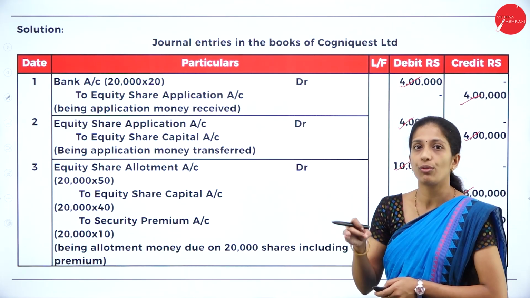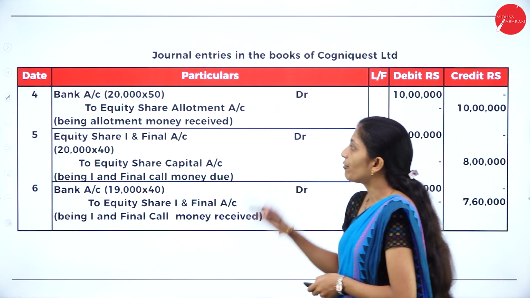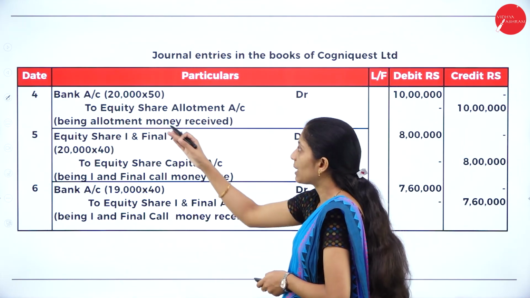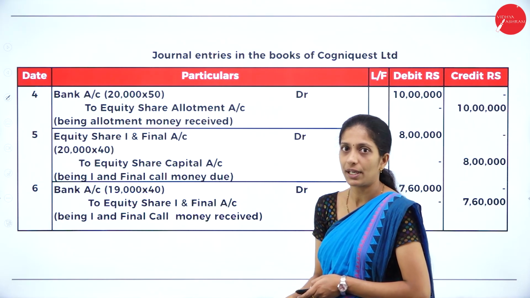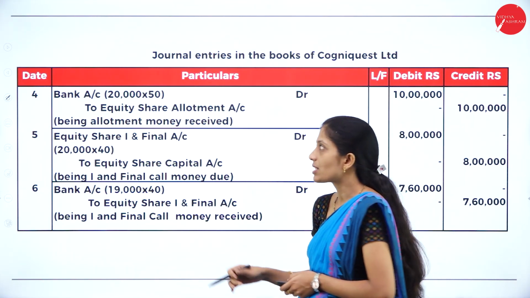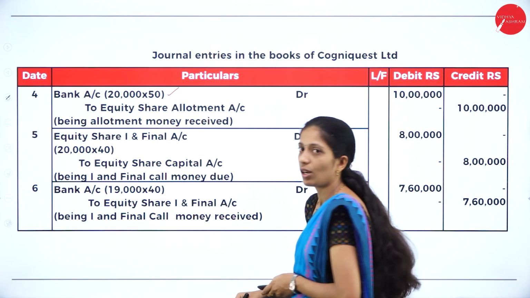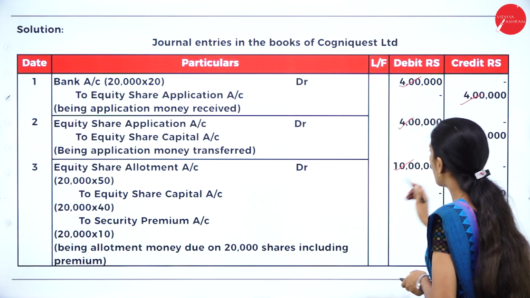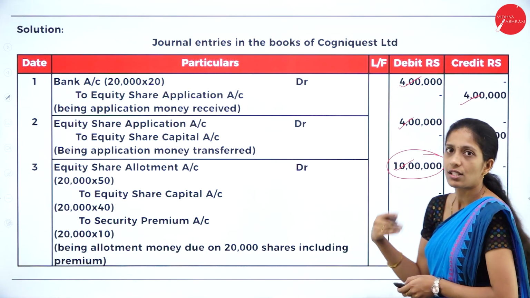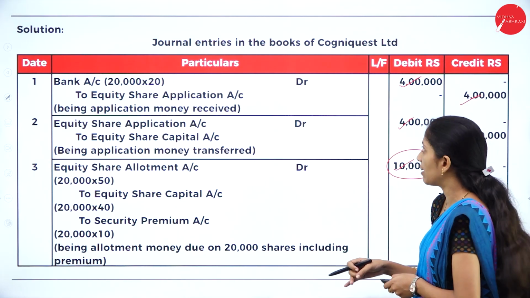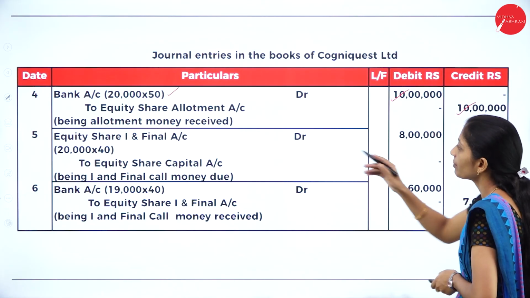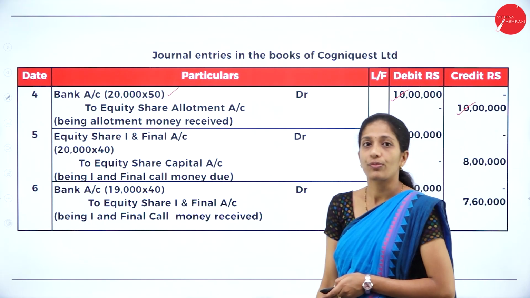20,000 shares including premium. Next, your fourth entry is receiving of allotment money, bank account data to equity share allotment account including premium they have received. So, 20,000 into 50, or you can just transfer whatever the amount which is there in the allotment, same amount you will receive. That is 10 lakh.